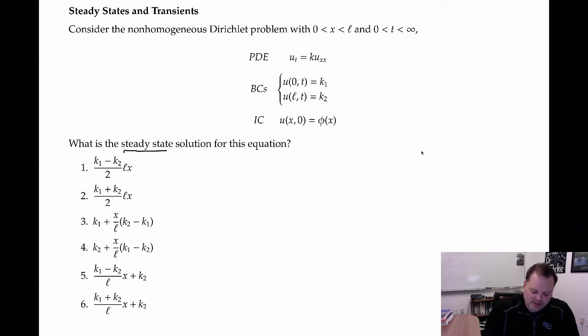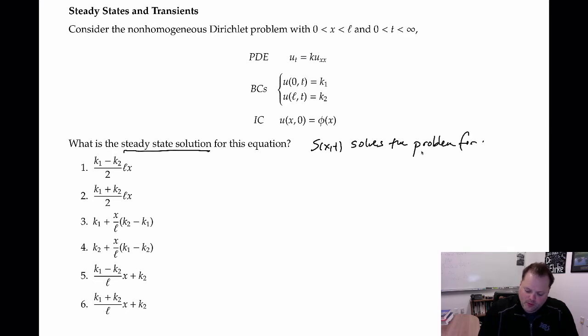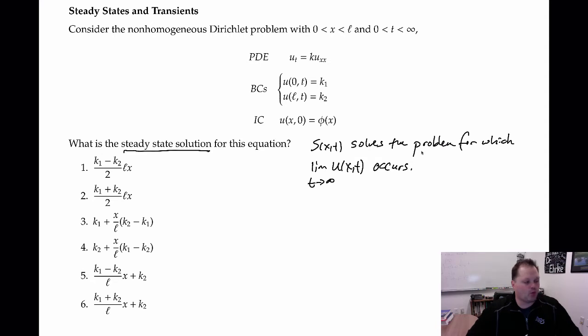And I should mention what steady state means. So S of x,t solves the problem for which u of x,t, the limit as t goes to infinity of u of x,t, occurs. In other words, we're thinking about the heat profile of this rod way far into the future after all the heat is redistributed and everything comes into this steady state formulation.